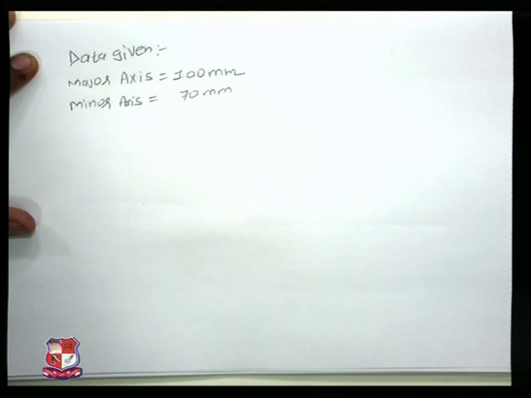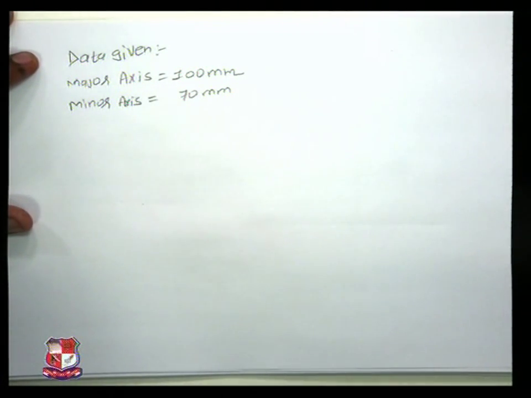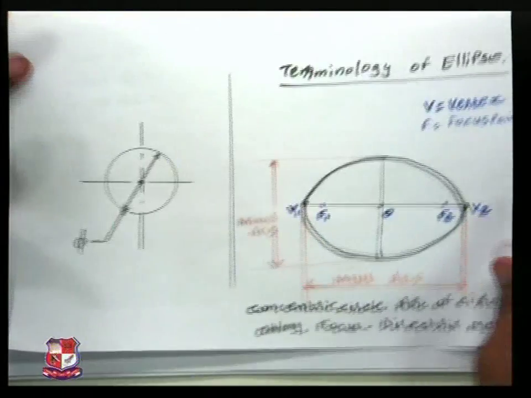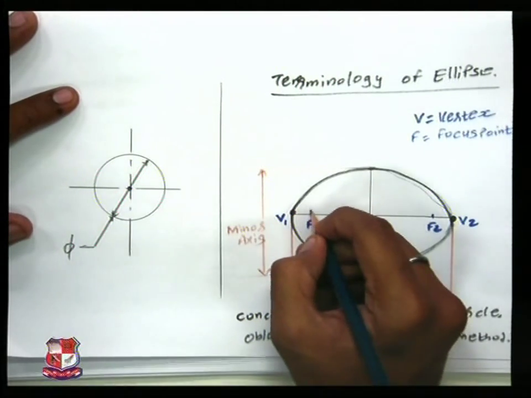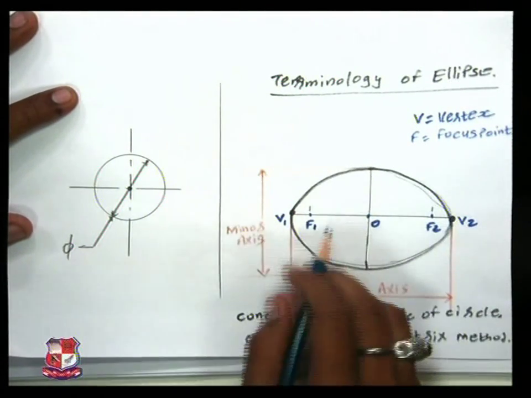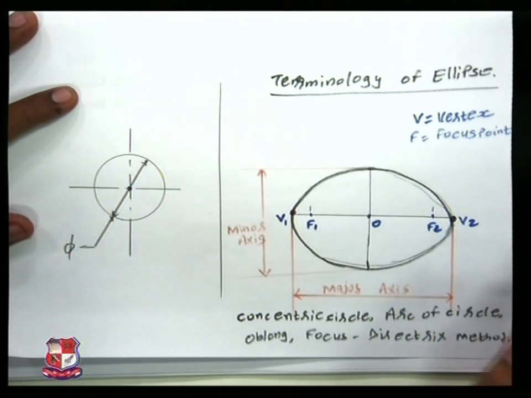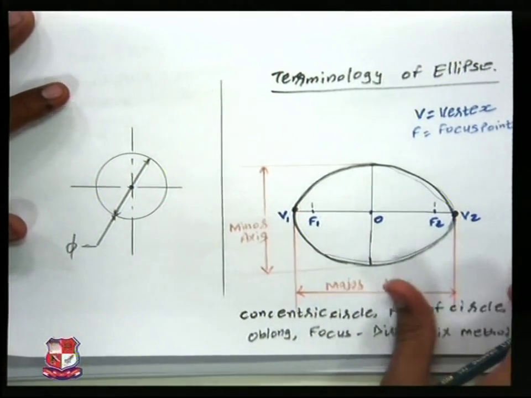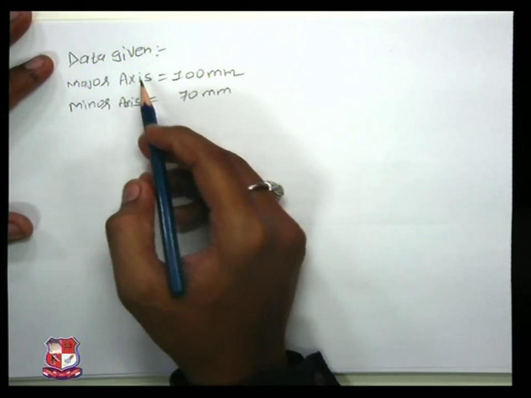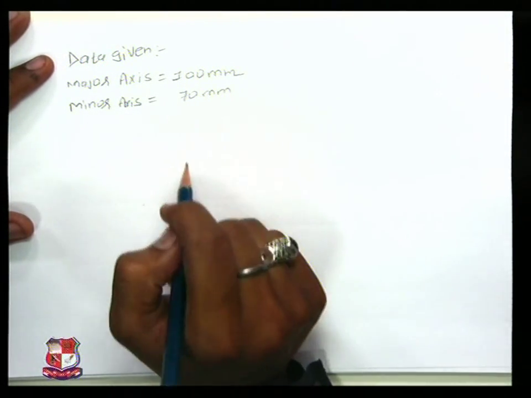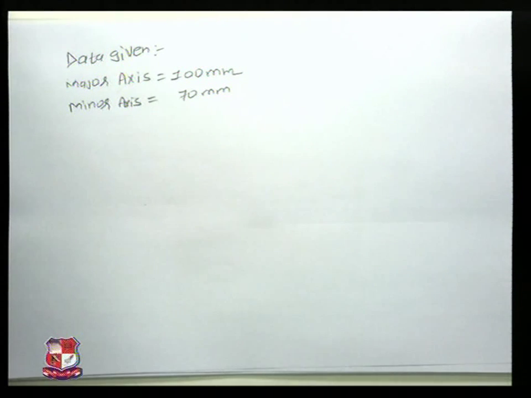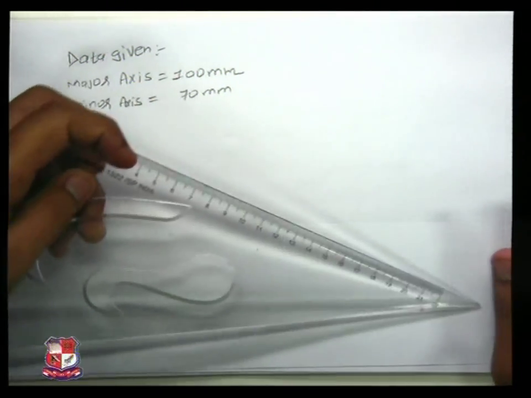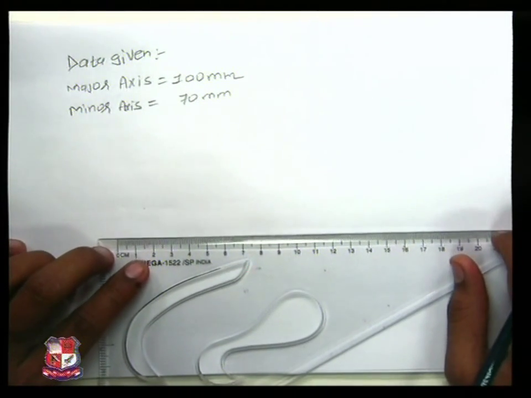When we are drawing using the arc of circle method, it is very necessary to have the distance between the two focus points. It is very much necessary to draw an ellipse using the arc of circle method. But in this problem we have not been given the distance between the two focus points. So first of all let's plot the major axis and minor axis, from which we will get the distance between the two focus points.